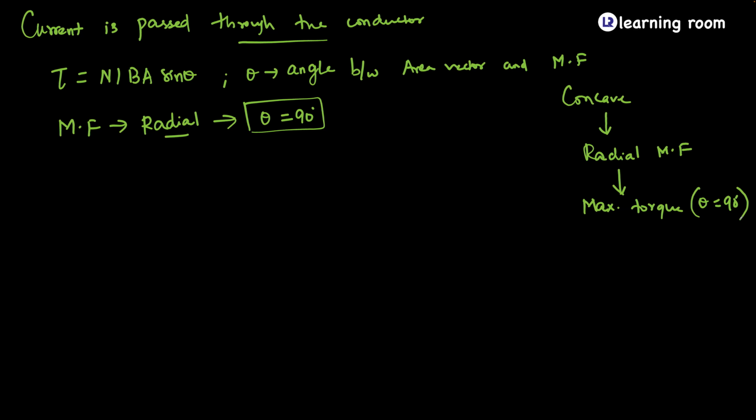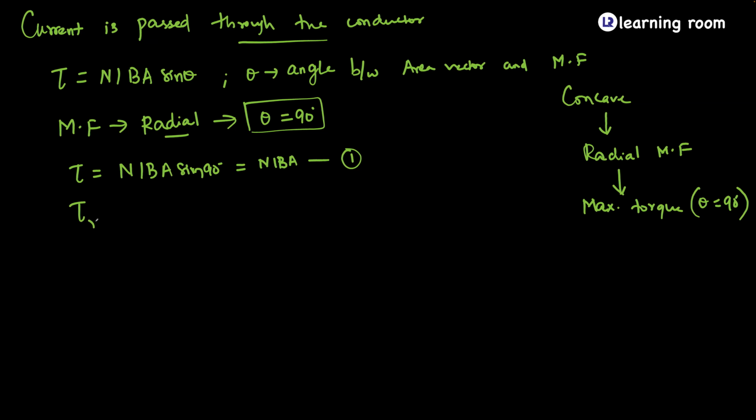Right? So when theta is equal to 90, if I substitute it here, torque will be equal to NIBA sine of 90, which is going to be NIBA itself, which is going to be equation number 1. Am I clear with this point? Now I have a question. If this is going to be the amount of torque that is generated due to the current that is passed through the coil, then what should be the restoring torque that will be able to bring the pointer back to 0?